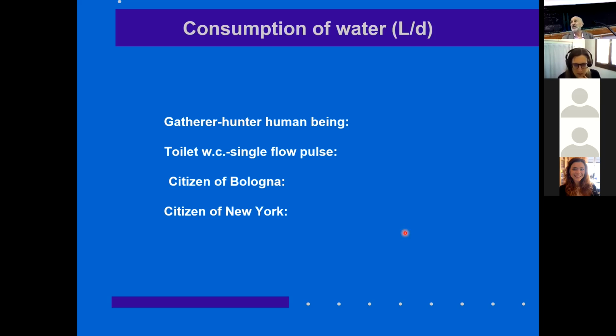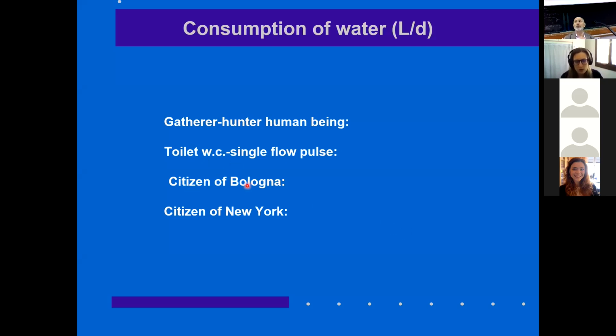Basically, you need a couple of liters, 2 or 3 liters of water per day at least, to guarantee your drinking needs, your cooking needs, your cleaning and domestic needs. But in a toilet, double VC single flow pulse, you waste 15 liters of water. So about 5 times the needs of one single human being.